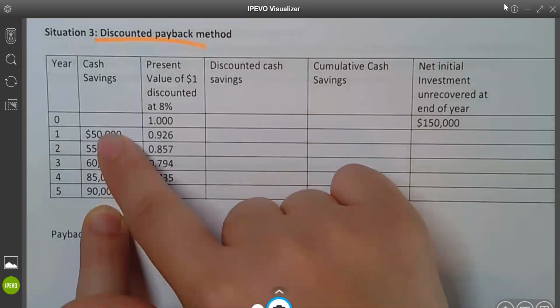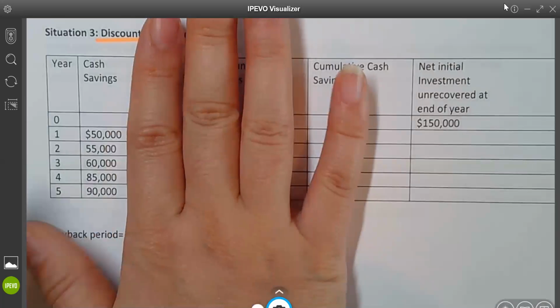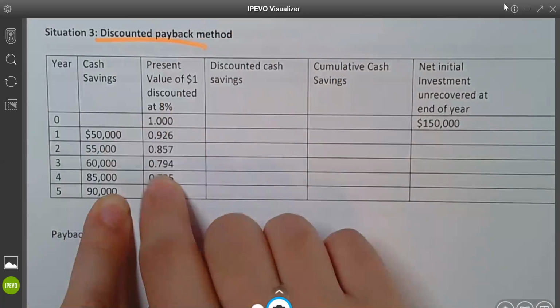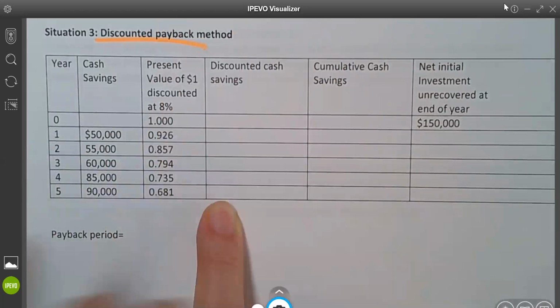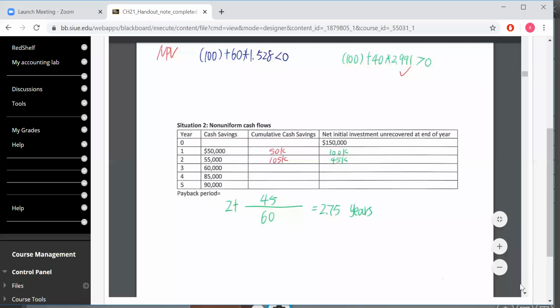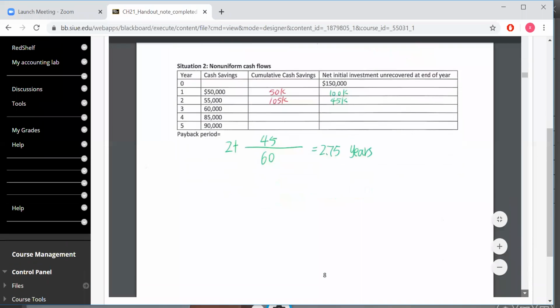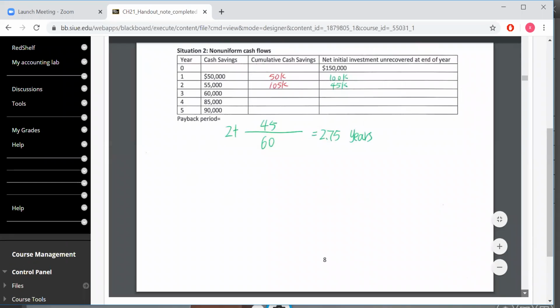So your cash flow without discounting is this. But remember we said, you have to discount it back, right? So we got our discounted cash flow.